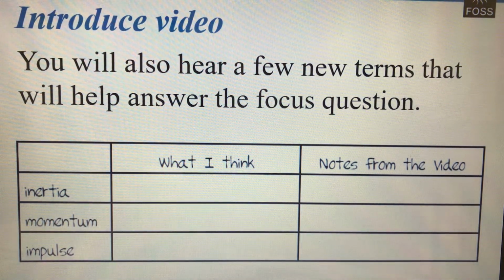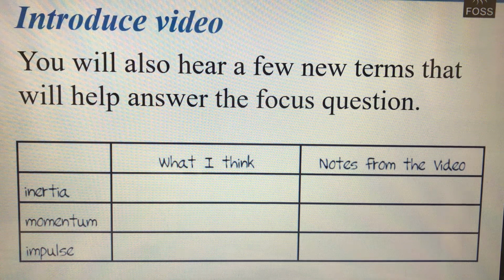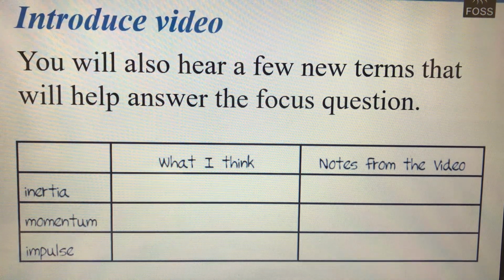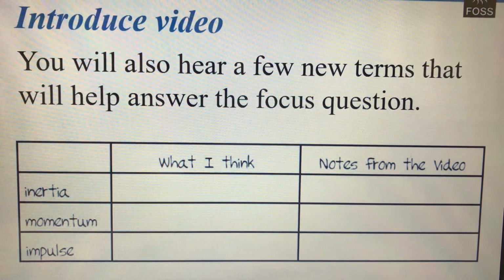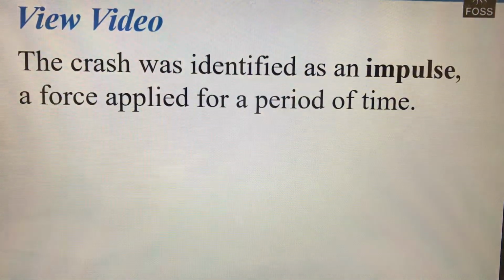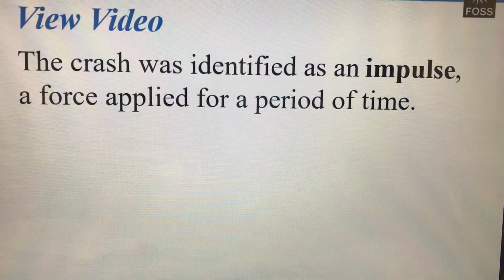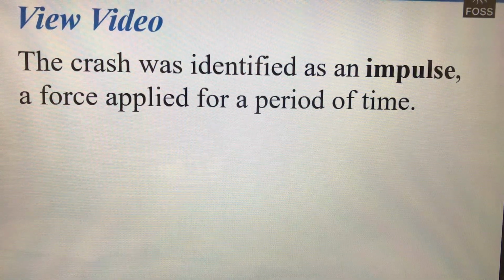We started by looking back at these words: inertia, momentum, and impulse. Inertia is the resistance of an object to move or change its motion or direction. Momentum is the relationship between mass and speed. And impulse is a force applied for a period of time.